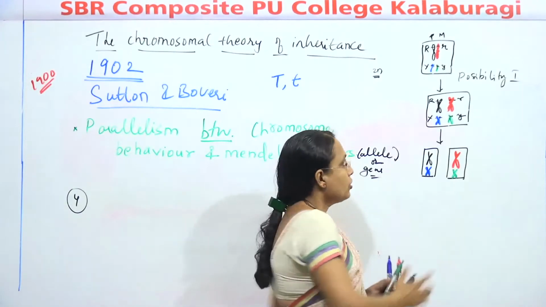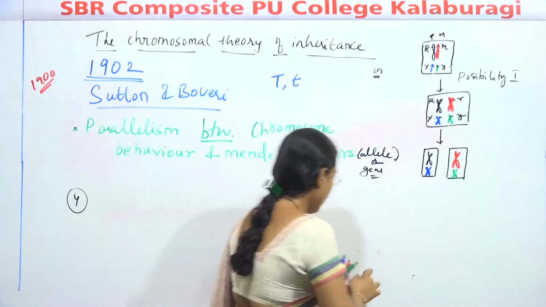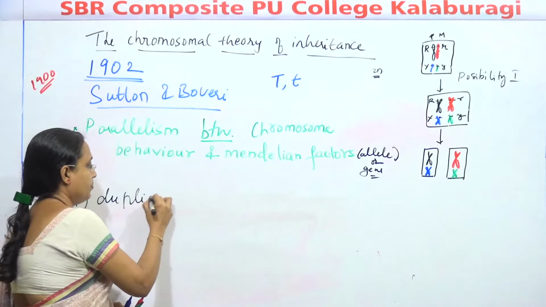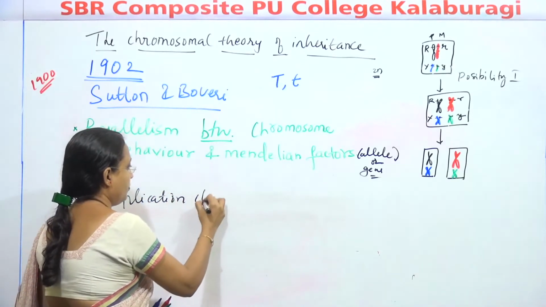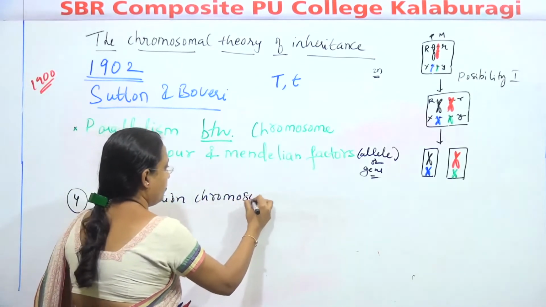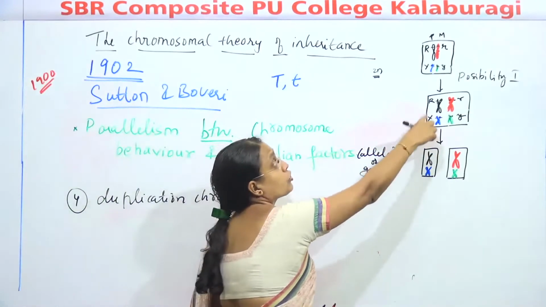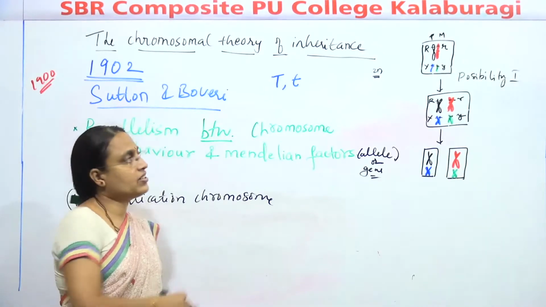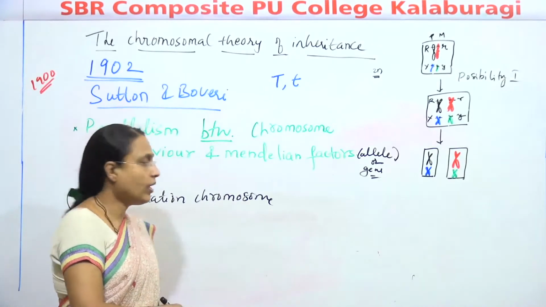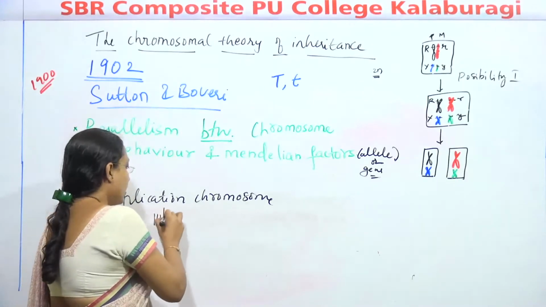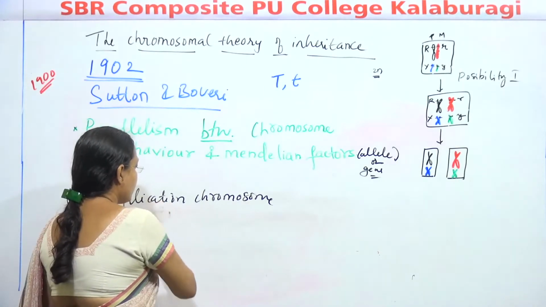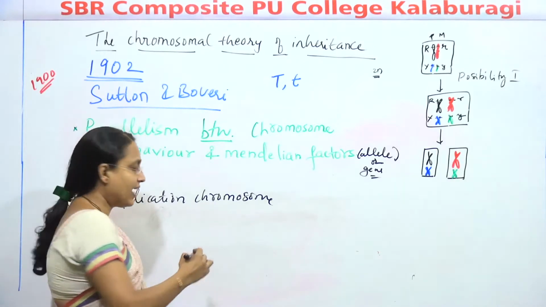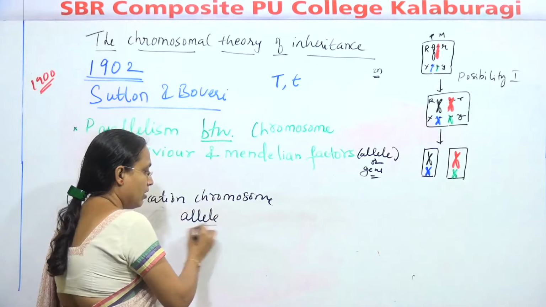Understand? So here one more point I have to include. Similarly, duplication of chromosome occurs. Why should the duplication of chromosome occur? In order to maintain the constancy in genetic information in the cells. Okay. So similarly, what is also duplicating or replicating along with it? Even the allele.